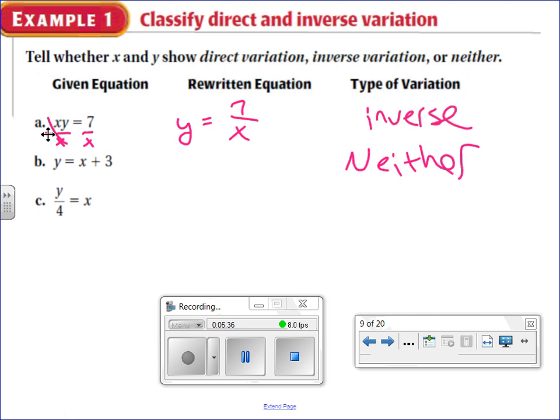How can we move the 4 to the other side? Multiply by 4. So we'd have y equals 4 times x. Direct, inverse, or neither? Awesome, with 4 as a constant. How do I know? Because direct is just a constant and a variable, and maybe an exponent. An inverse is a constant and a division. Okay.